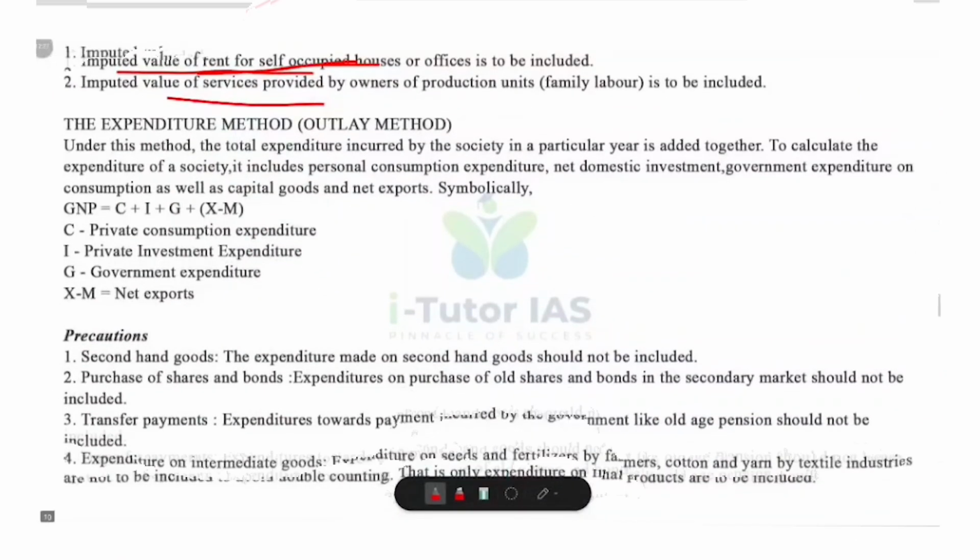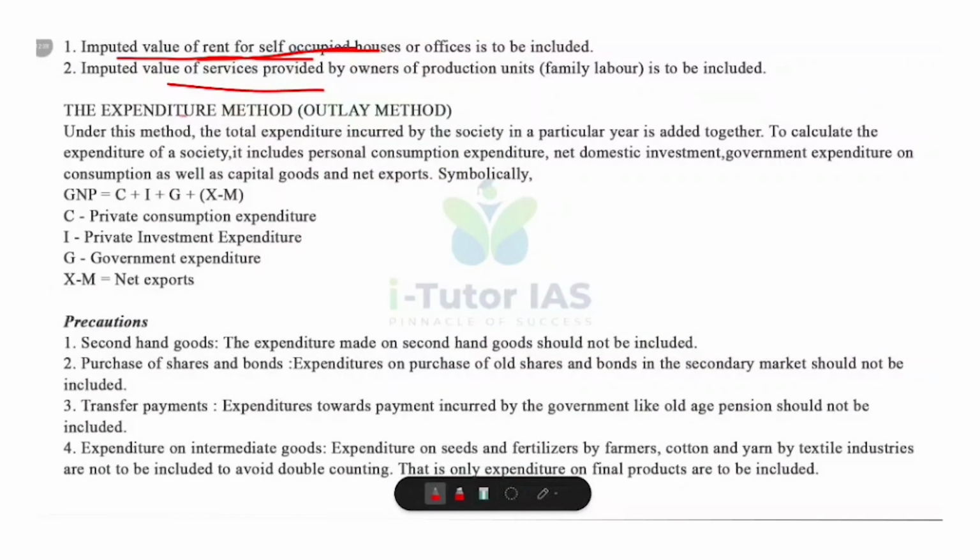Okay. Now, expenditure method. It is also called outlay method. National income can be calculated by adding up all spending in the economy. Basically, whatever money people, business and the government spends on goods and services in a year contributes to the national income. So GNP is equal to C plus I plus G plus X minus M, where C is the private consumption expenditure, I private investment expenditure, G government expenditure and X minus M means a net export.